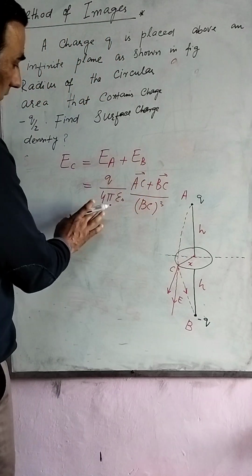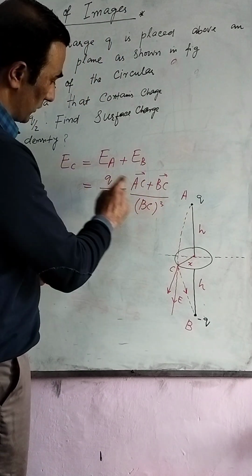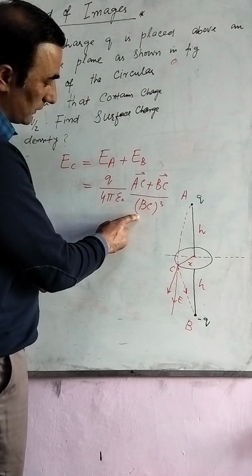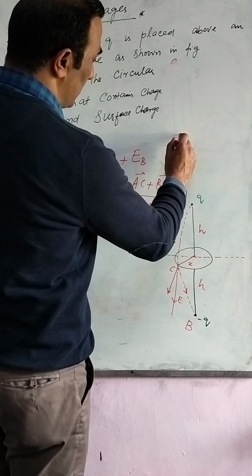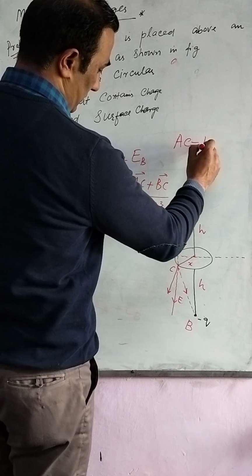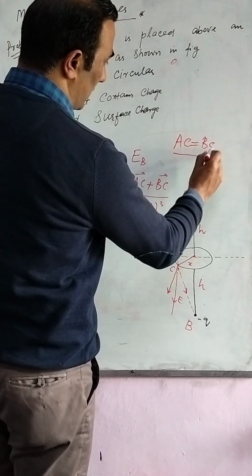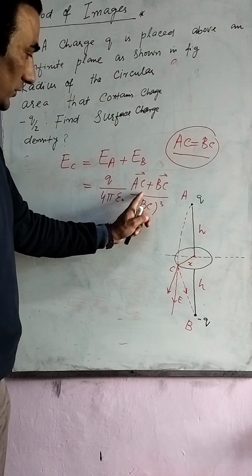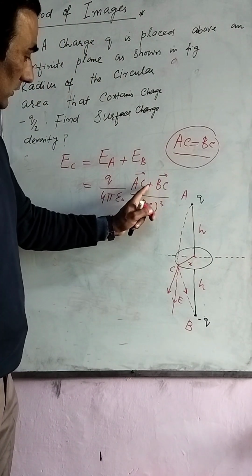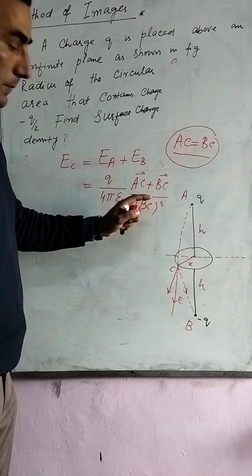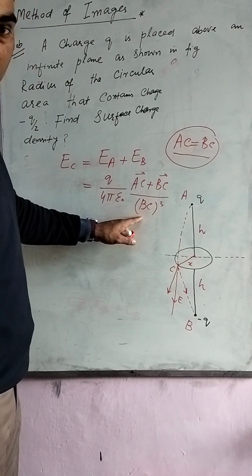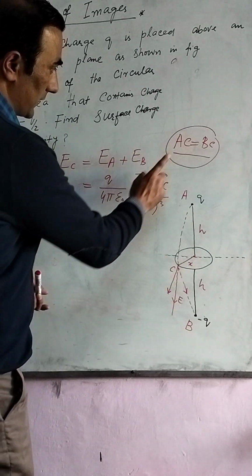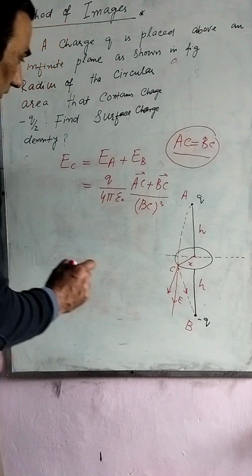So I'm summing up because the field due to point A will be Q by 4 pi epsilon AC vector divided by AC cube. But we have AC equal to BC because these are equidistant. So you can write instead of this, but this is vector notation. You cannot write AC equal to BC, this is the direction of the vector. But in the denominator, this is simply the magnitude, and they have the same magnitude. You can write that AC will be equal to BC. So this will be this one.